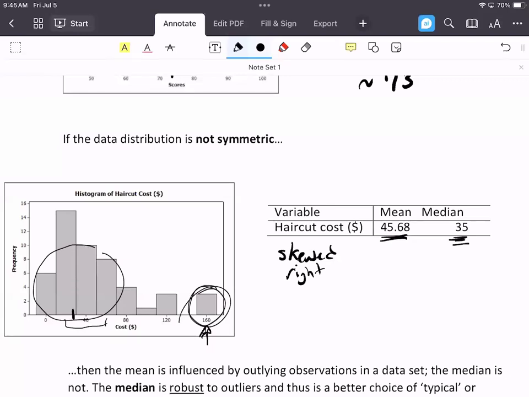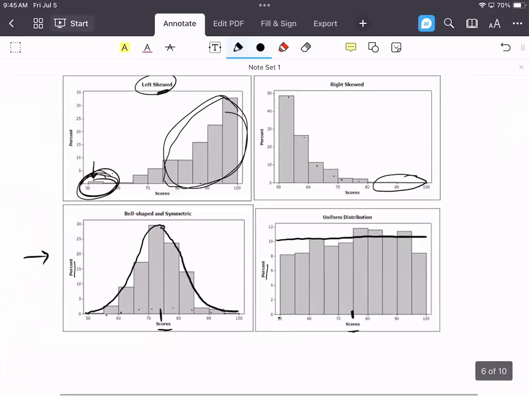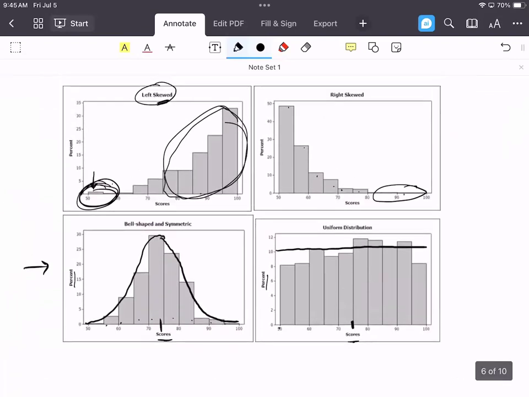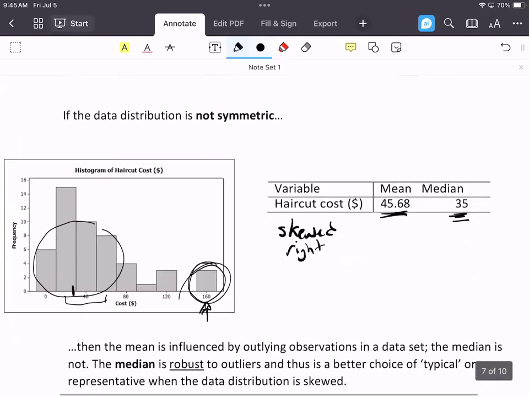So things like this do not affect it, these large values on either end, whether it be a large value, as in this case going back up where we have some large data here, or something down here, a very small value. We're going to notice that if it's skewed right, the mean is going to be greater than the median.